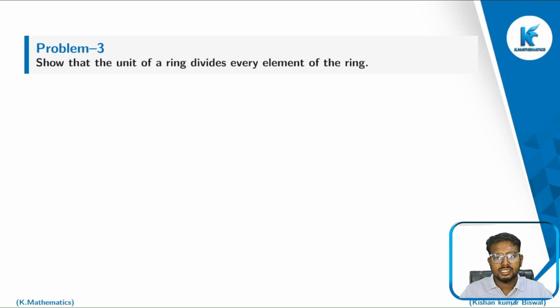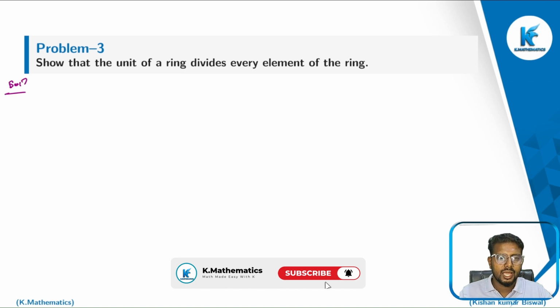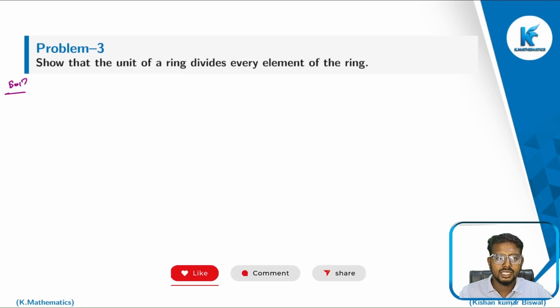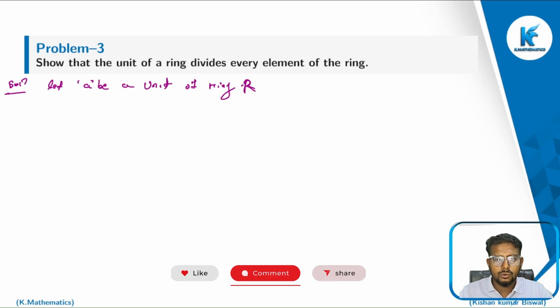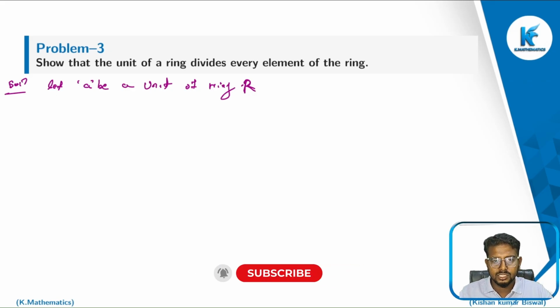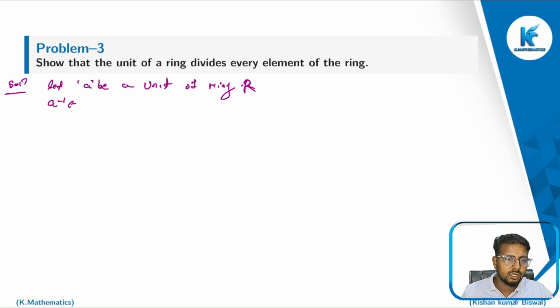नेक्स्ट इन प्रॉब्लम नंबर 3, शो दैट द यूनिटी ऑफ ए रिंग डिवाइड्स एवरी एलिमेंट ऑफ द रिंग. तो यहाँ पर असvalid कर लेते हैं, लेट a बी a यूनिट ऑफ रिंग. तो यहाँ पर a अगर यूनिट होगा, दैट मीन्स a का जो मल्टीप्लिकेटिव इनवर्स है ये इस रिंग R के अंदर एग्जिस्ट करेगा. सो हियर a इनवर्स बिलोंग्स टू दिस रिंग R एंड लेट आर्बिट्ररीली चूज b बिलोंग्स टू R. सो हियर वी कैन राइट b इक्वल टू 1 into b, क्योंकि यहाँ पर 1 जो है मल्टीप्लिकेटिव आइडेंटिटी होता है विच इज यूनिटी.